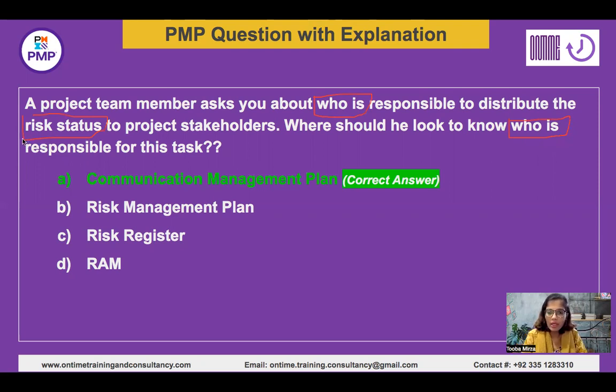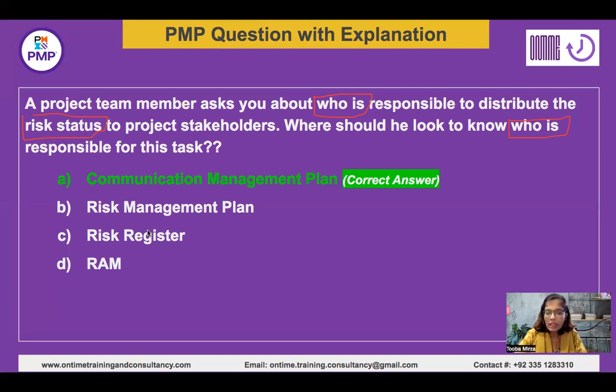And let's check the answer choices. The answer choices say communication management plan, risk management plan, risk register, and RAM, which is responsibility assignment matrix. And the correct answer to this question was communication management plan. Some of the students came back to me asking why communication management plan is the right choice and why risk register or risk management plan was not the right choice. So I thought to explain that in the video, rather than in the form of a post, because this requires a detailed explanation.